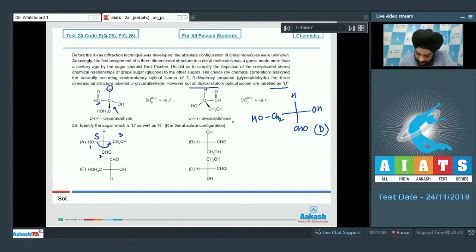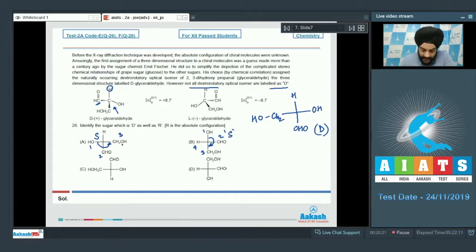If we talk about the second option now, we can assign the priority. The 4th is H. It is coming towards us. So we have to take note of that. So let us assign the priority. OH will be 1, CHO will be 2 and CH2OH will be 3. So it appears as if it is a clockwise rotation. But the least priority group is coming towards us. So it appears R, but it will be S again.